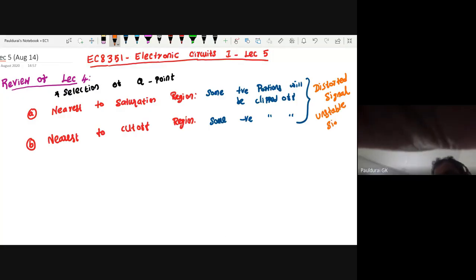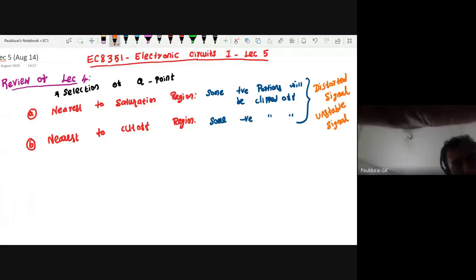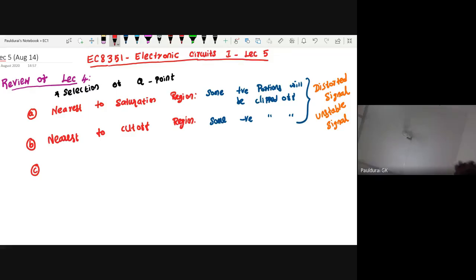Okay, now coming to case number 3. Where do you want to choose your Q point on the DC load line? At the center, right? Now if you choose the center of the DC load line as well as the center of the active region, then what will happen? You will get an undistorted output, so you will get a stable output.